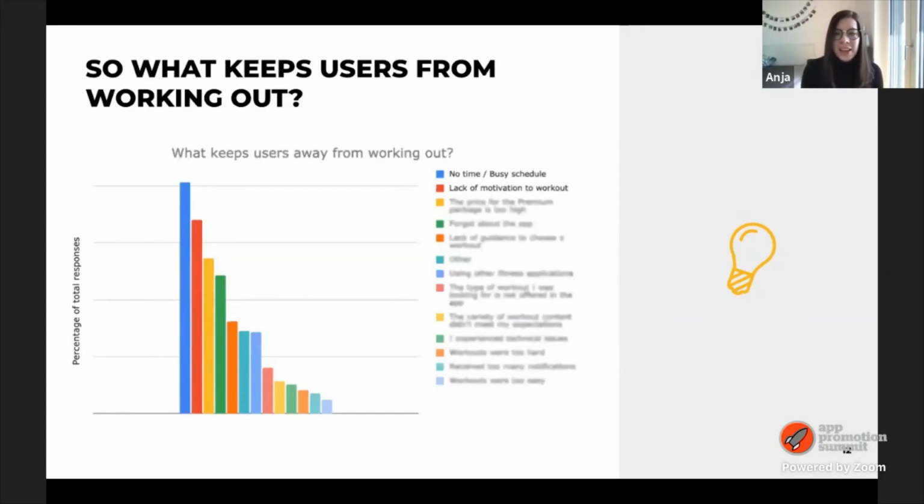And here's just a bit of an outcome, so that you can see how it looks like. We were asking our users what kept them from working out, and as you can see, for example, their schedule is too busy, so we might just want to remind them, or there's a lack of motivation. So this is something we can consider again for our feature development, and how can we make sure that our users are more motivated.